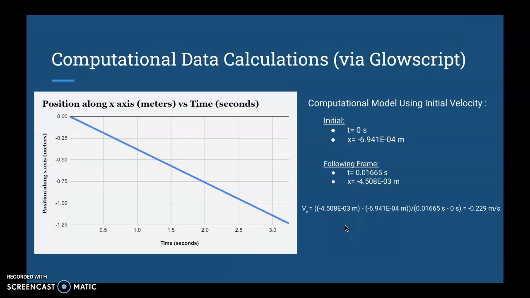In order to calculate the average velocity that was used in the computational data calculations in GlowScript, we had to take some of the values from Tracker, such as the initial and the following frames. Getting the value of the time and the x-coordinate for the water bottle in the initial and following frame, we can calculate the total velocity for this water bottle in the initial movements, which calculates to be negative 0.229 meters per second, and this value was inputted in the GlowScript code.